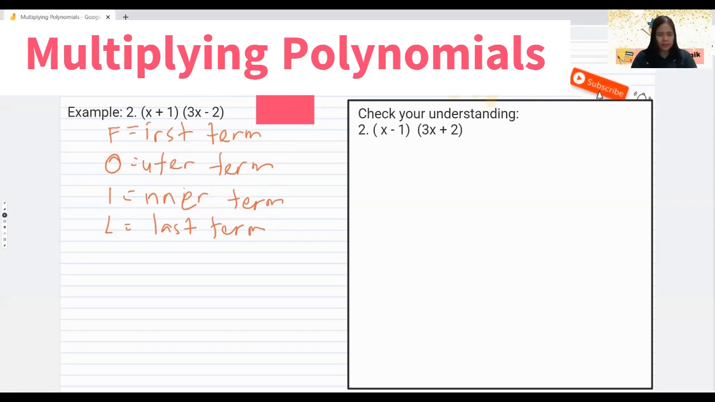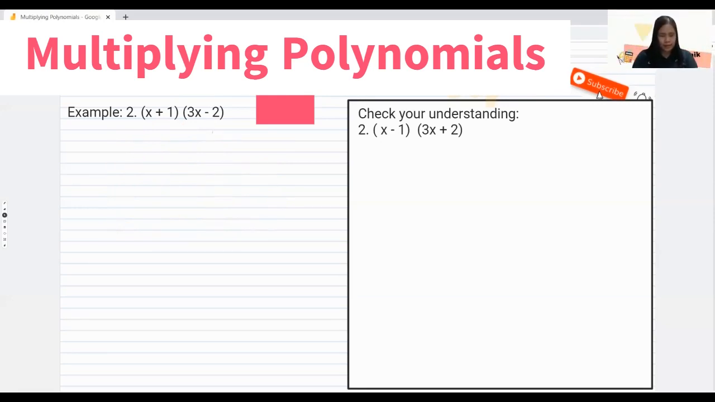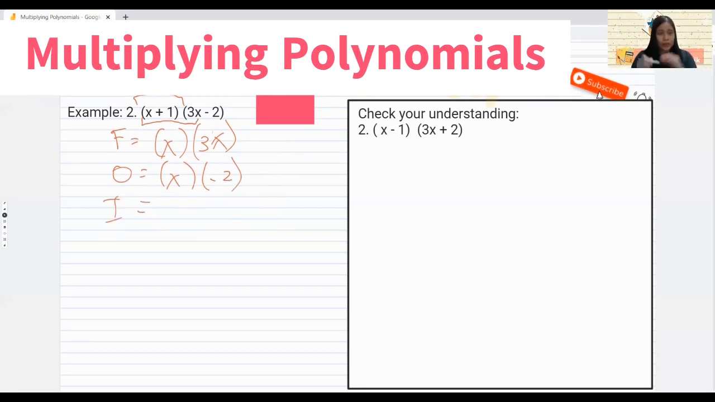Using the FOIL method, we're first going to identify the first terms. For the first term, we have x times 3x. For the outer terms, we have x and then negative 2. For the next one, we have the inner terms, or the inside terms: 1 times 3x. And last but not least, the last terms: 1 times negative 2.